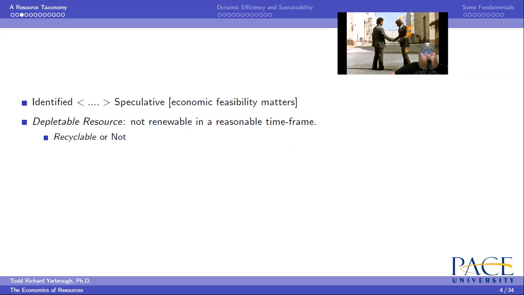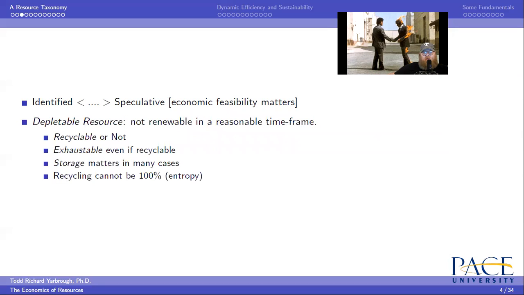And of course, there are other depletable resources that have very little recycling value. The important thing about recycling is that, first off, recycling can never be 100%.